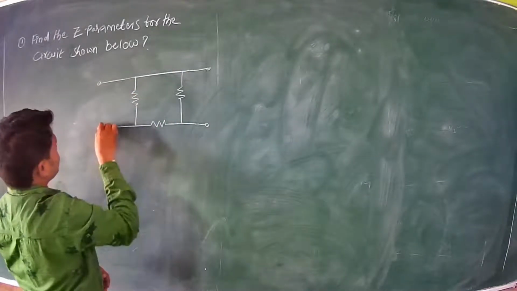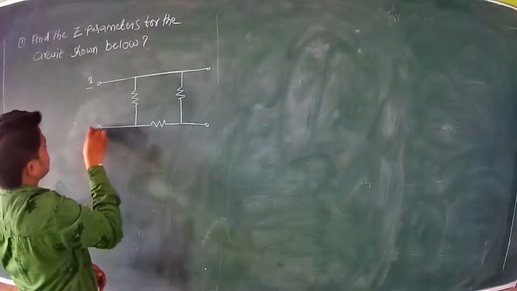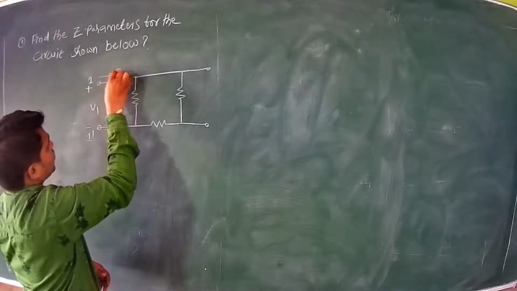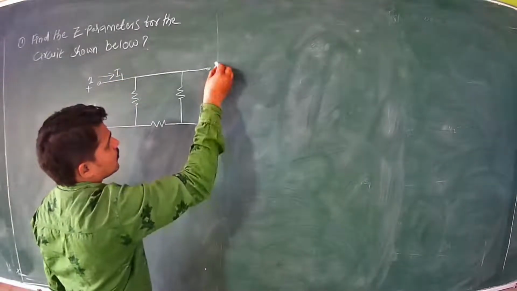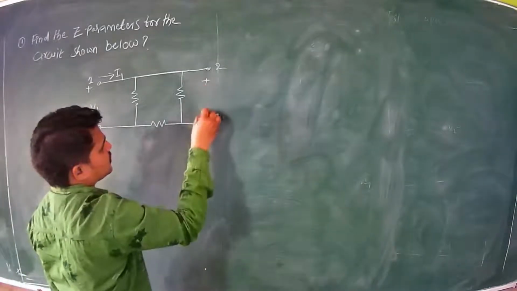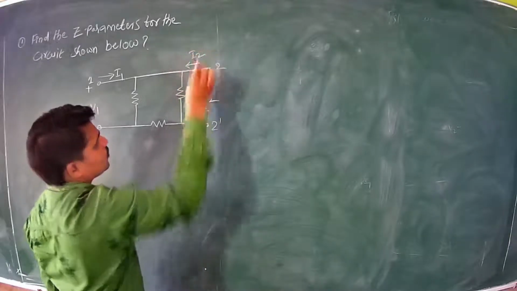So this is the given circuit, given network. This is port 1 dash. The voltage at port 1 is V1. The current at port 1 is I1. Okay. So this is the port 2 dash. The voltage at port 2 is V2. The current at port 2 is I2.